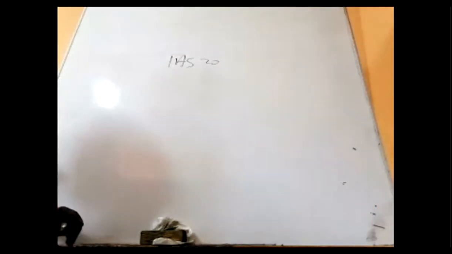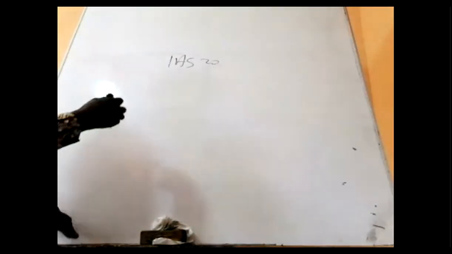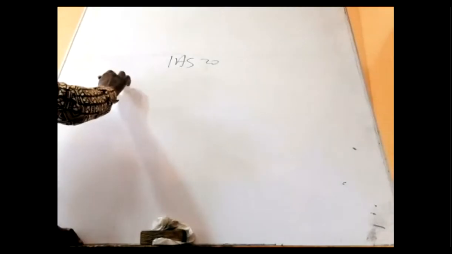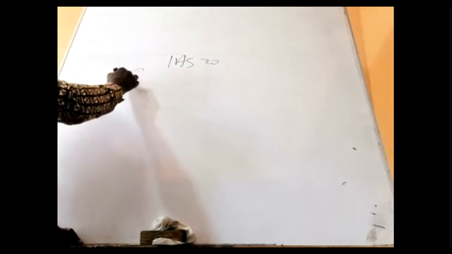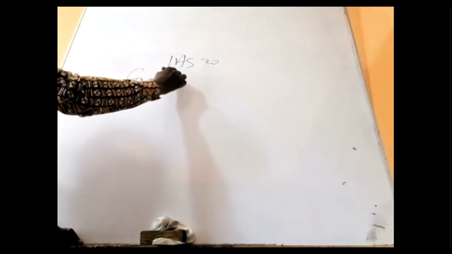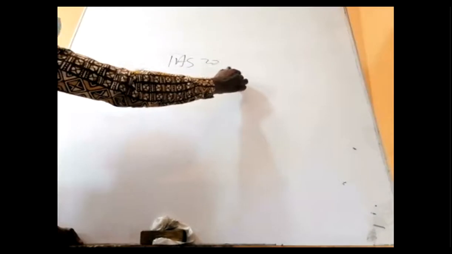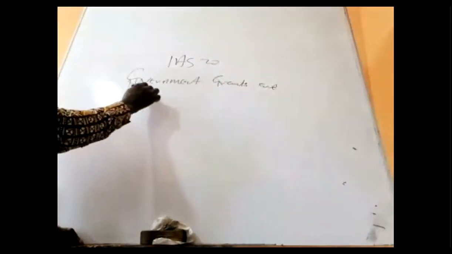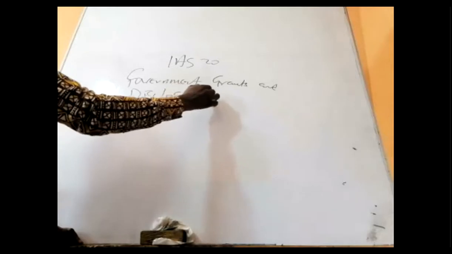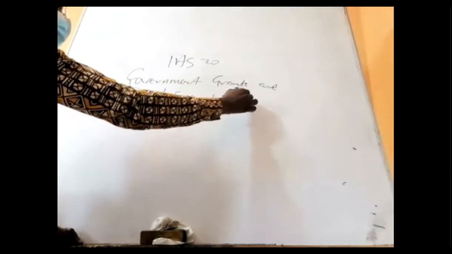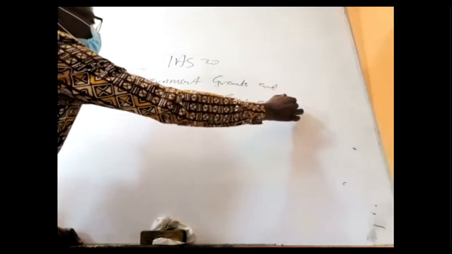So now let's get done. Now I'll scan through more of IAS 20, government grants. So IAS 20, government grants, and disclosure of government assistance.